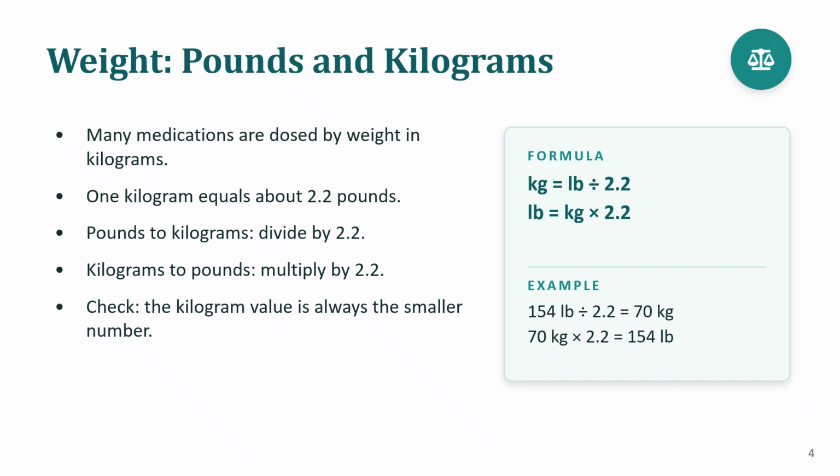For a quick estimate without a calculator, you can roughly halve the pounds and shave off a little, since dividing by 2.2 is close to dividing by 2. Whichever method works for you, label your units and confirm the kilogram value is the smaller number. When a dose depends on this weight, that small check is well worth the second it takes.